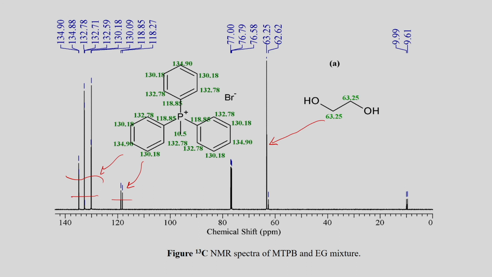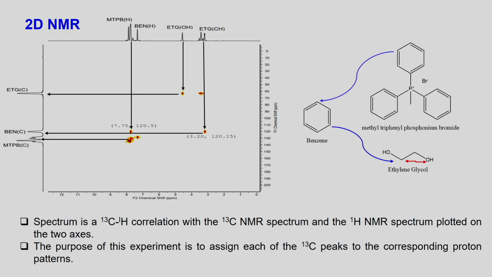Now we go ahead and see if we can find a certain pattern in how the proton and carbon 13 of the same molecule interact. Here we have plotted the F1 chemical shift, the C13 chemical shift, of this compound against the H1 NMR, the proton NMR, on F2. So, the spectrum is a C13 correlation, with the C13 spectrum and the H NMR plotted on the 2 axes.